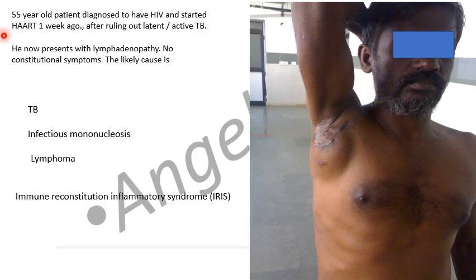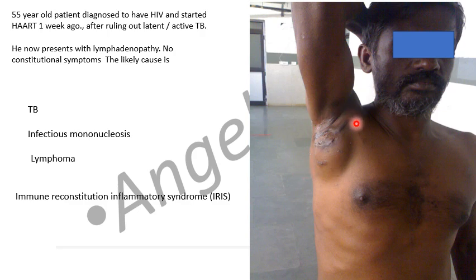This is a 55-year-old patient diagnosed to have HIV and started HAART treatment 1 week ago, after of course ruling out latent or active tuberculosis. He now presents with lymphadenopathy. There are no constitutional symptoms. The likely causes? Look at this huge lymphadenopathy in the axilla. Not only that, see the florid skin reaction to the underlying nodes. This is how TB lymphadenitis in an HIV positive patient usually presents.